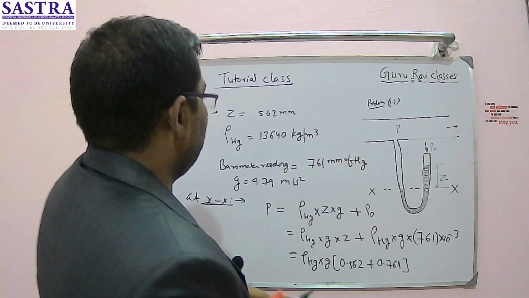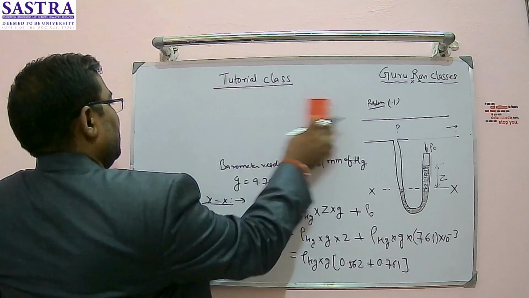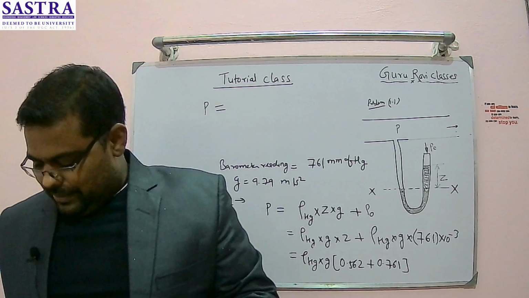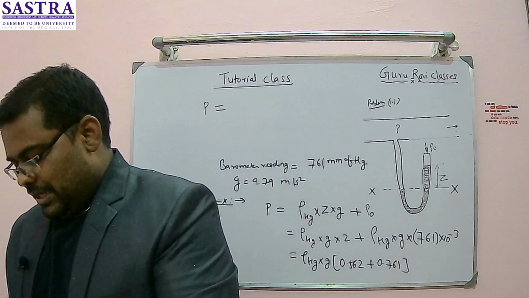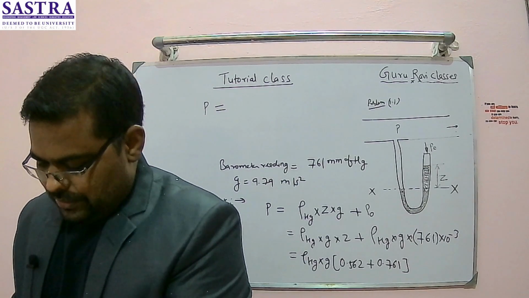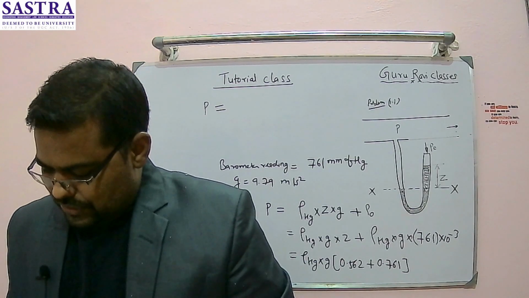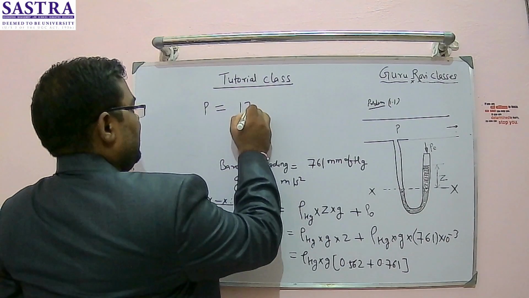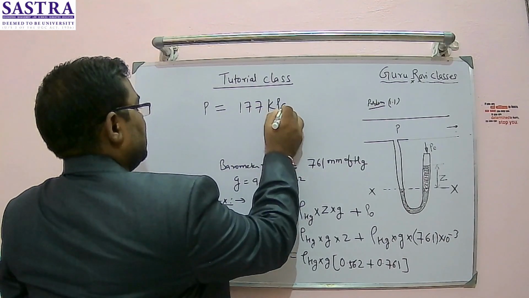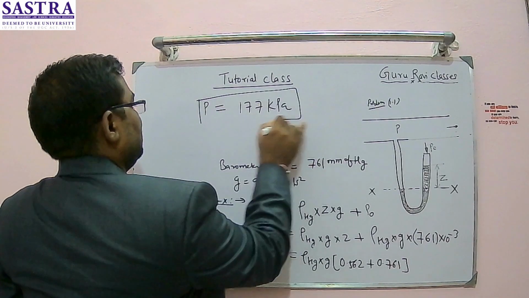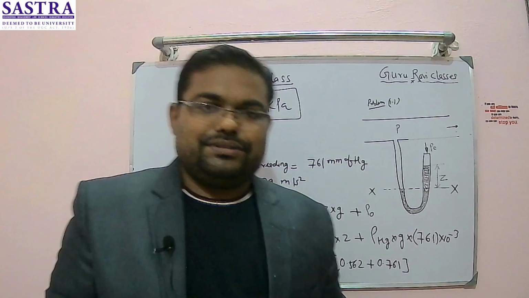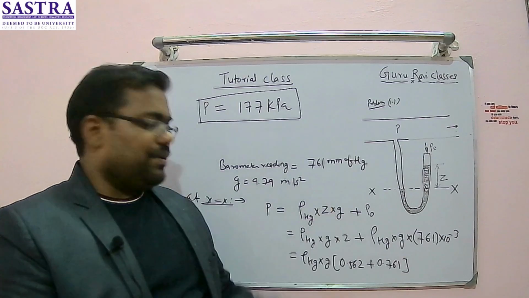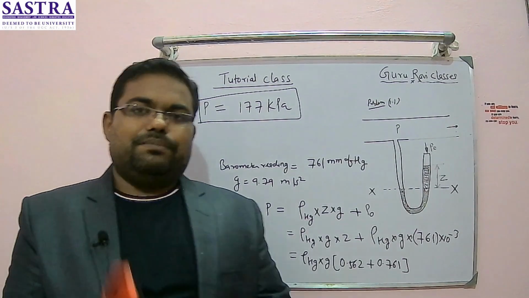Which I will be writing here. So the pressure of gas, basically the answer is coming directly. I am giving you the answer of it. You can substitute the values and you can get the things done. So it is coming around 177 kilopascal. So the final answer is 177 kilopascal. So this is the pressure exerted by this gas in this pipe. So easily you can calculate. So this is the first problem, a very simple problem based on manometer.